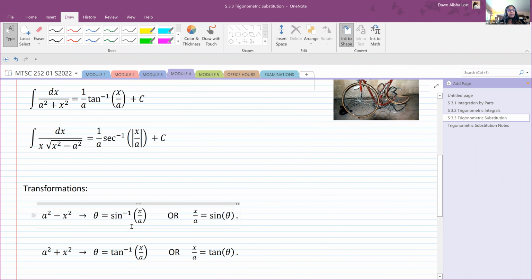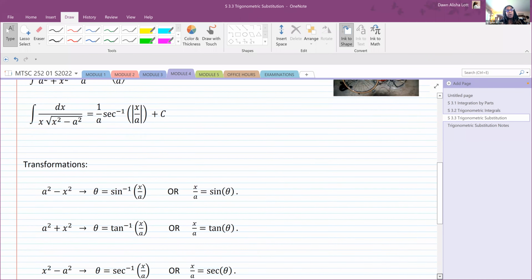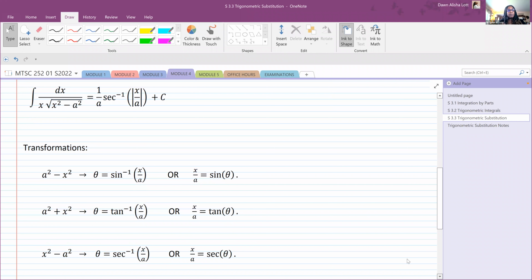If your integral contains a squared plus x squared, just like this integral, then the transformation we're going to use is theta is the tan inverse of x over a, or another way to write it is x over a is the tangent of theta. So this is the second form. And don't worry, I'm going to give you time to write all this down as we keep going.